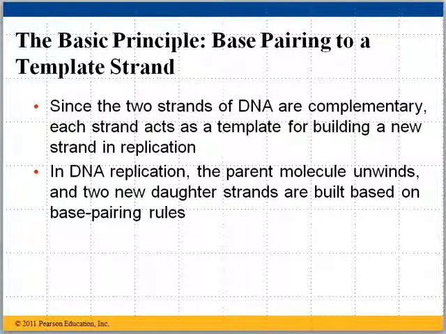The basics of DNA replication are this: because we have a 2-strand molecule and because the 2 strands are complementary, each strand can serve as a template for the other. And in DNA replication, that's exactly what happens. The parent molecule, the parent DNA molecule, basically unwinds and comes apart in the middle, and then the 2 new daughter strands are built based on the base pairing rules that we've already discussed.